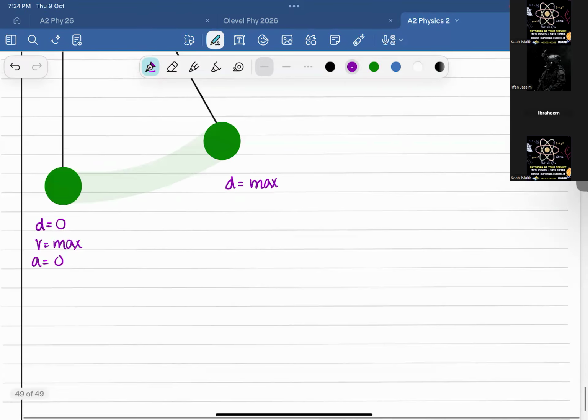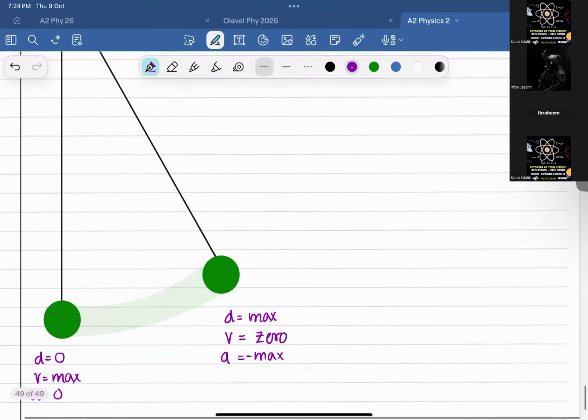And the velocity is going to be the minimum or zero, because you know that at maximum height the velocity will be zero, right? And the acceleration will be maximum again, but in the opposite direction. So velocity and acceleration both should be opposite to each other, right?